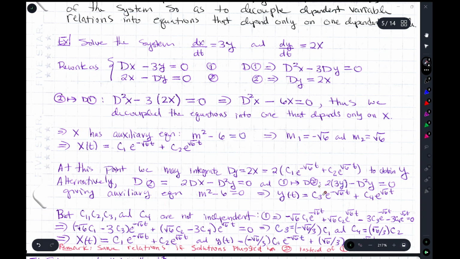Okay, so we've decoupled x and y. This gives the auxiliary equation that we see here, which is coincidentally the same as the one with x. And we solve for y. And now one might think, okay, well, I got a relation for y, I got an equation for x, I'm done. But you're actually not.